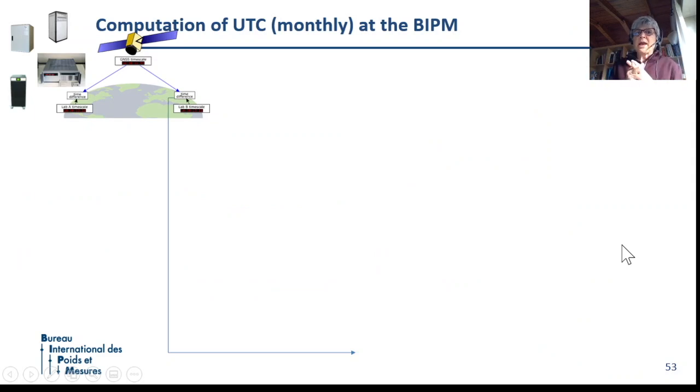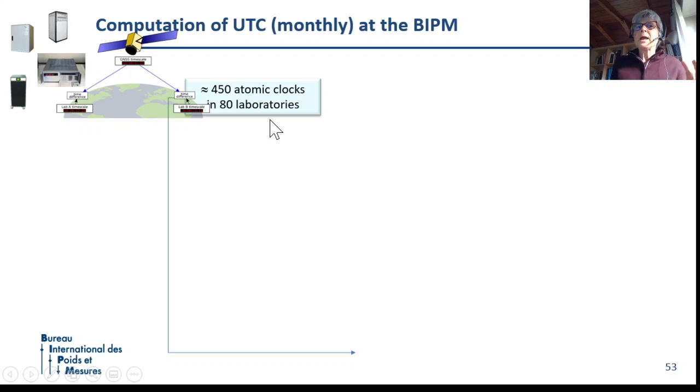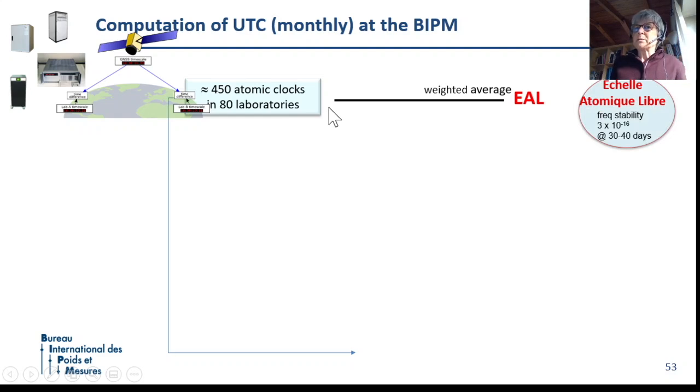So let's come back to the BIPM. At the BIPM we have 450 clocks, we have time transfer measurements. All these measurements arrive to us every month, and we make a sort of weighted average, which is called EAL, Echelle Atomique Libre, which is optimized in stability, which means that the clocks are weighted proportionally to their stability. We have many clocks, we make an ensemble, and the ensemble time is not jumping, but it is very, very stable. Maybe it is drifting away, it is not accurate, but it is very stable.